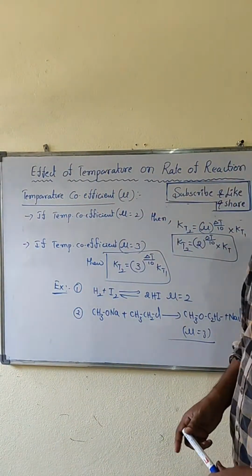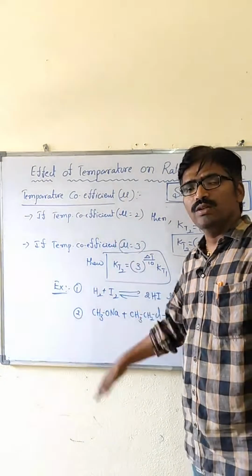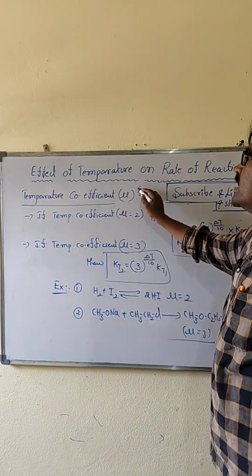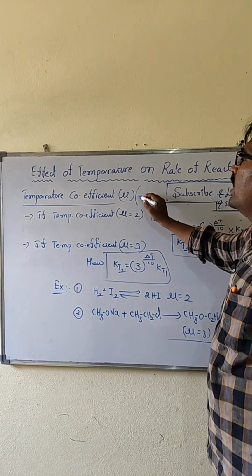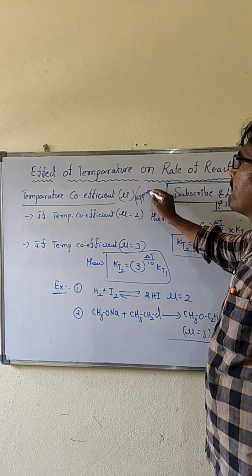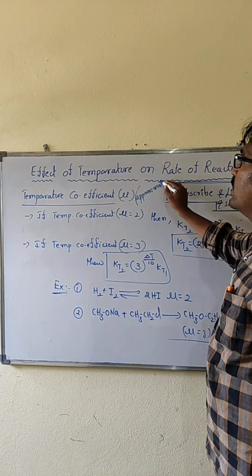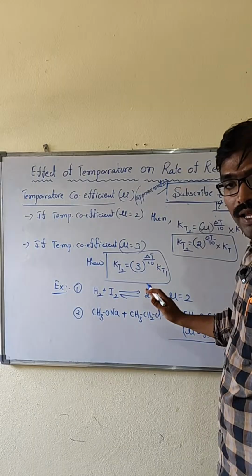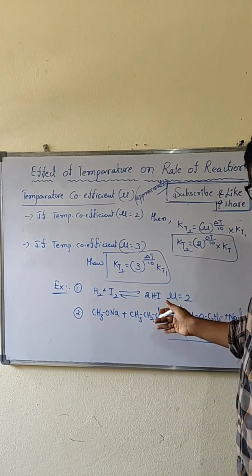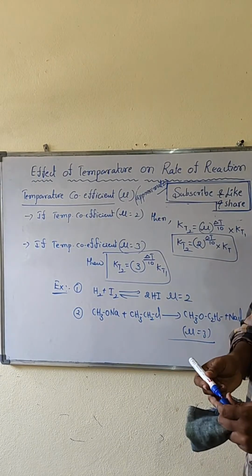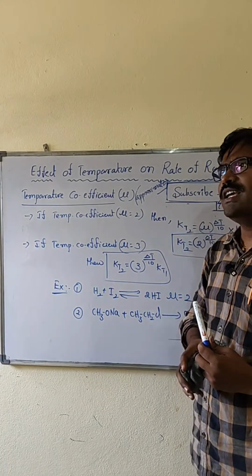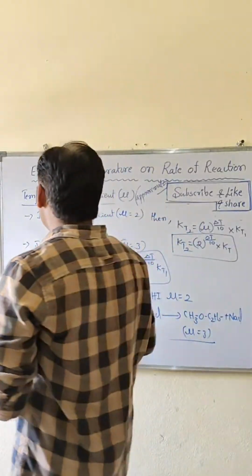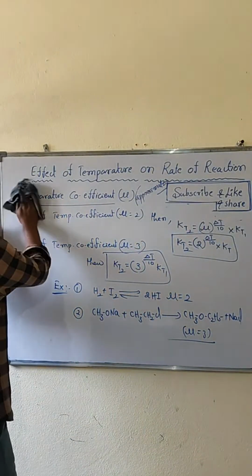Actually, I told you before that the temperature coefficient can explain the rate of reaction approximately, that's what they are mentioning here. It may be nearly doubled or nearly tripled, or in between 2 to 3 like this, but not exact. To explain accurately, we have to go for the Arrhenius equation. So that is the second thing.